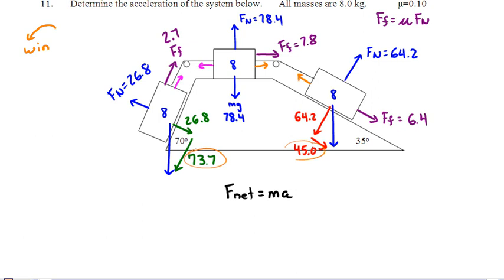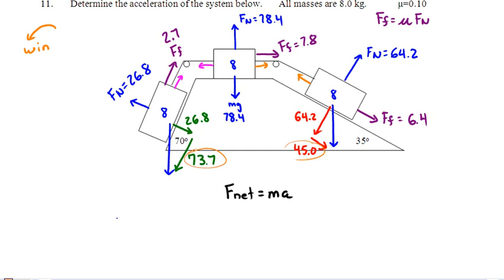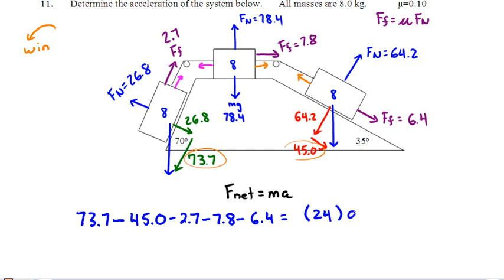Now, the F net. Whew, it's crazy. The 73 is battling the 45, and then friction is coming to the aid of the 45. It looks like we're going to have 73.7 in the winning direction, and then everything else is against it. There is a 45 that's against it. And there are 3 frictions that are against it at 2.7, a 7.8, and also a 6.4. That is trying to make all of this mass accelerate, all 24 kilograms.